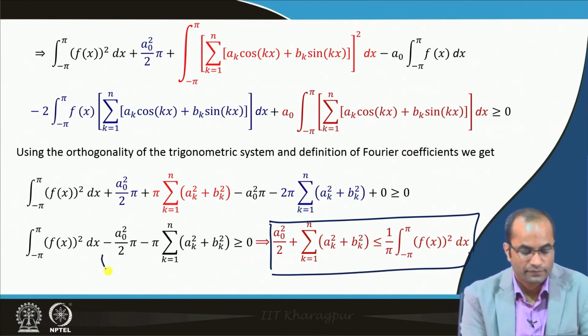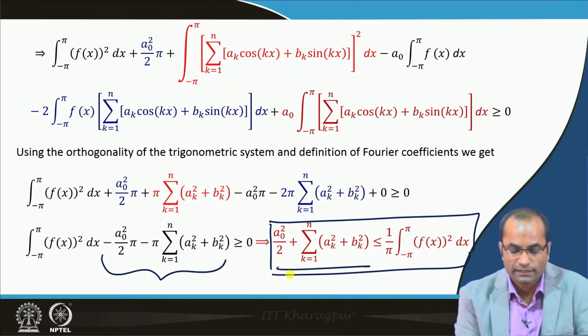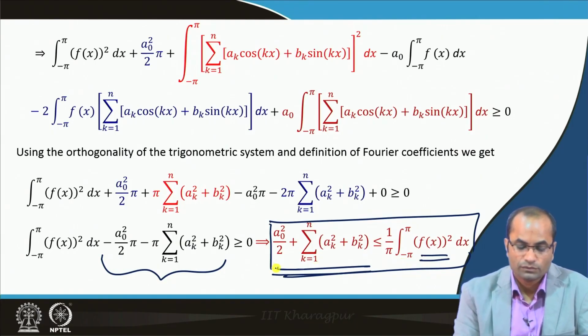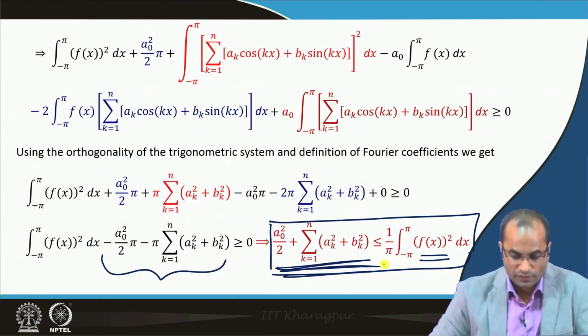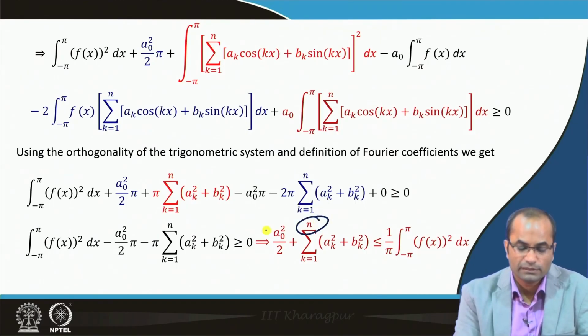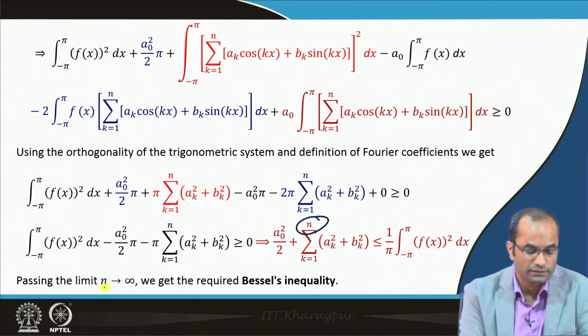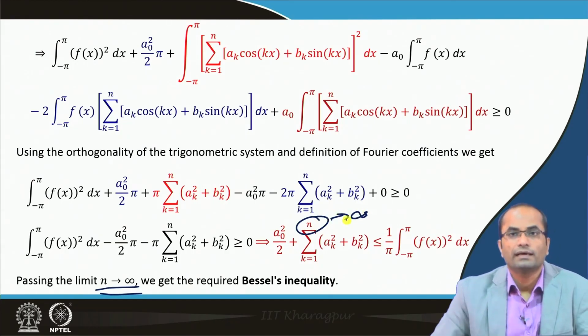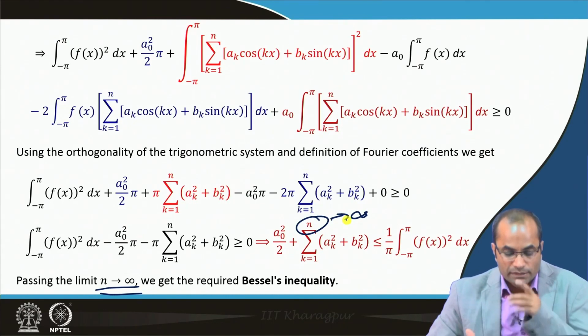So, we have taken these two terms to the other side, and then we have this nice inequality, which relates the integral of the function to these Fourier coefficients. Later on we will see that this inequality in the limiting case will indeed become an equality. When we take the limit, tending to infinity, we have infinity there, and this is precisely Bessel's inequality.